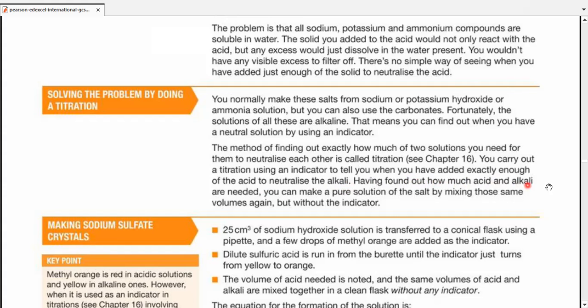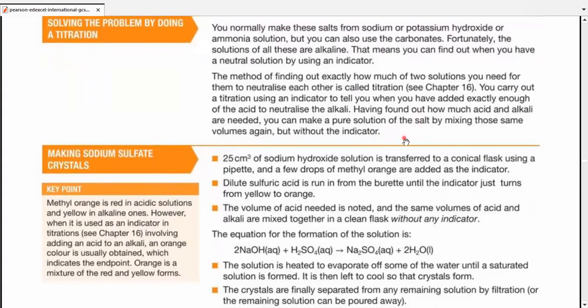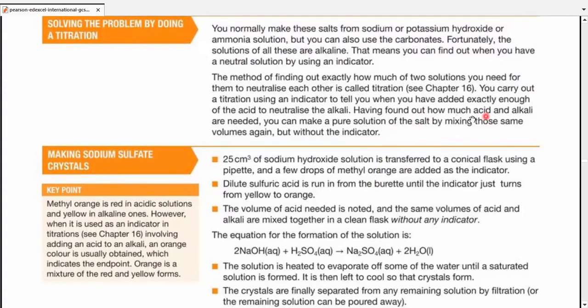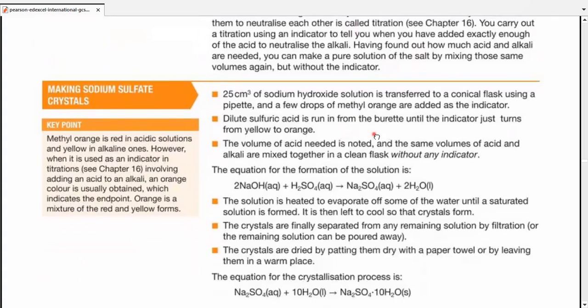Once you find out how much acid and alkali are needed, you can make a pure solution of the salt by mixing those same volumes again, but this time without the indicator. Remember, if you add the indicator, you won't have the pure solution of the salt. You'll get a mixture of solution of salt and solution of indicator because indicators are soluble. So you don't need to repeat the entire titration experiment; you simply mix the volumes again, but without the indicator, in order to get the pure salt.